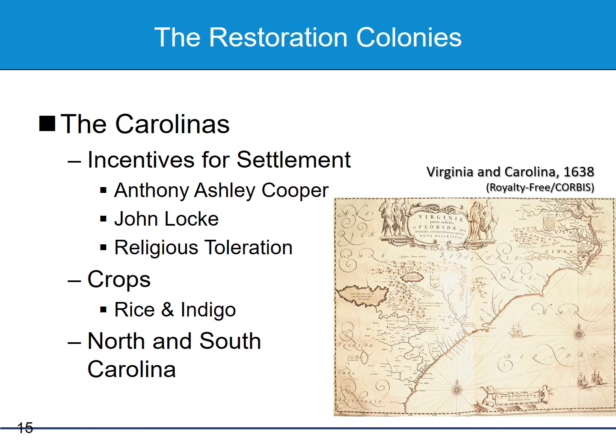At first, Carolina was one large colony, and it was established by a group of investors. One of the leading investors was Sir Anthony Ashley Cooper. They employed John Locke to write up a charter for the colony. They gave some incentives for settlement, and one of those was that there would be religious toleration.